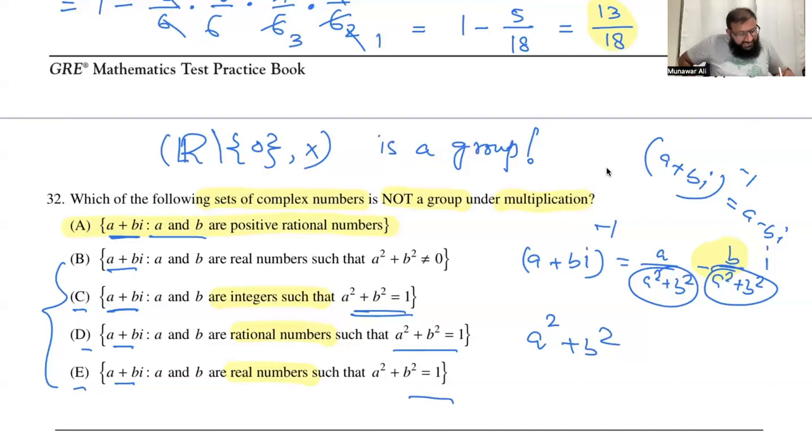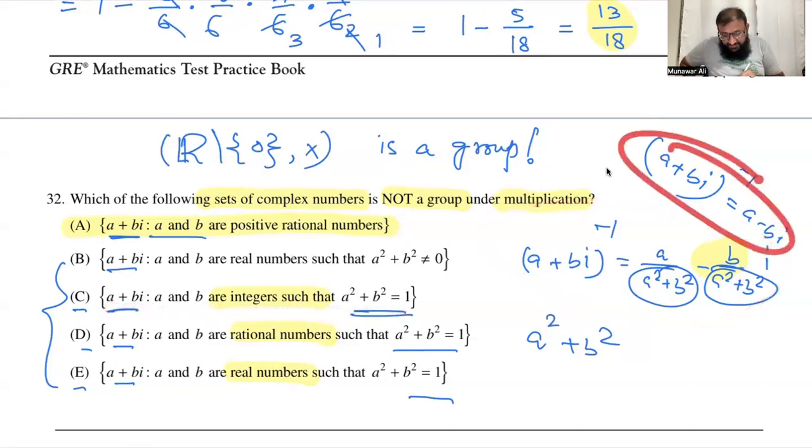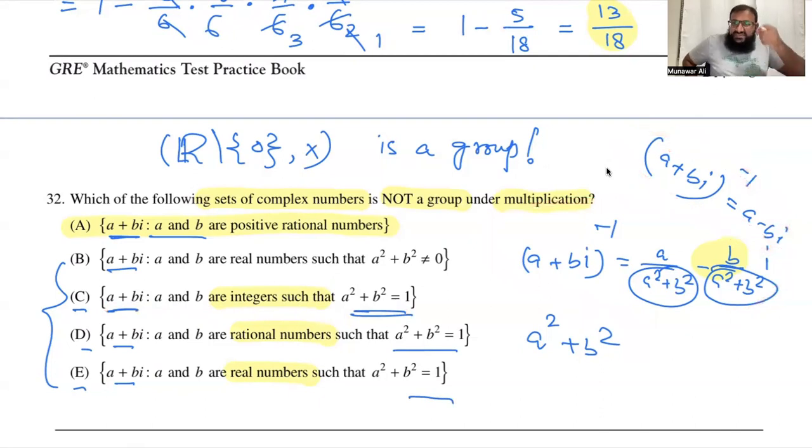Now you might be wondering why the set of integers is a group under multiplication. But it is the set of integers in a plus bi form, and I told you what the inverse of that is. The inverse is simply a minus bi. If a is an integer and b is an integer, the inverse of a plus bi is a minus bi. Again, a is an integer and minus b is also an integer, because integers involve all the positives and negatives, including 0. So there's no issue. So the correct option is A.